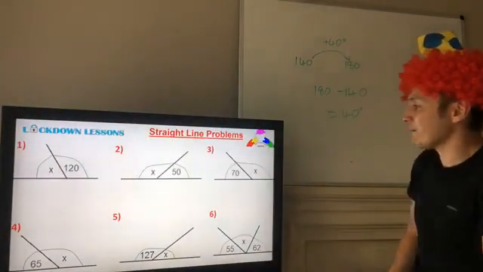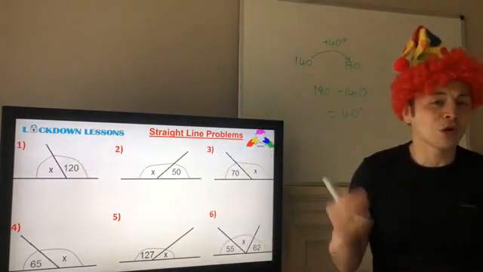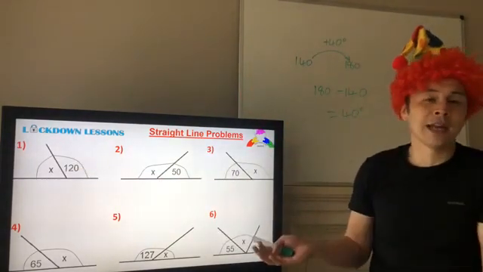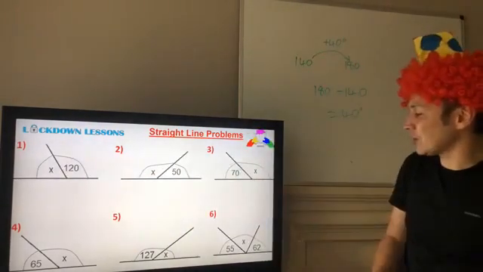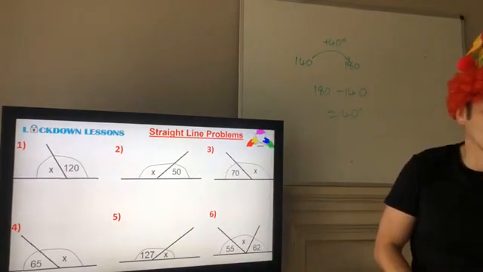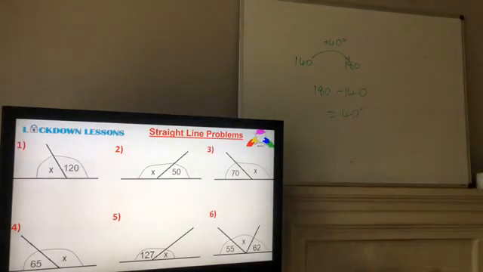So can we have a go at finding the missing value? Rather than putting a question mark in there, I've called it x, which is what you call it in algebra. So can you find out the value of x in each of those little angle puzzles there? Okay? Got that here?